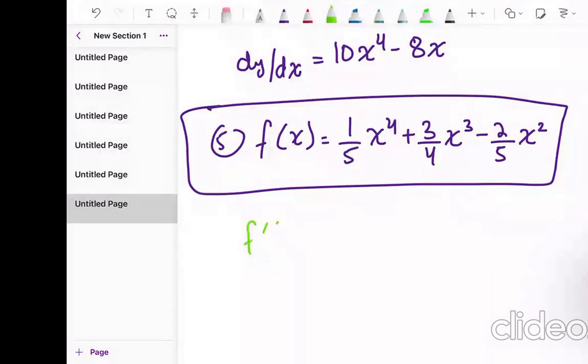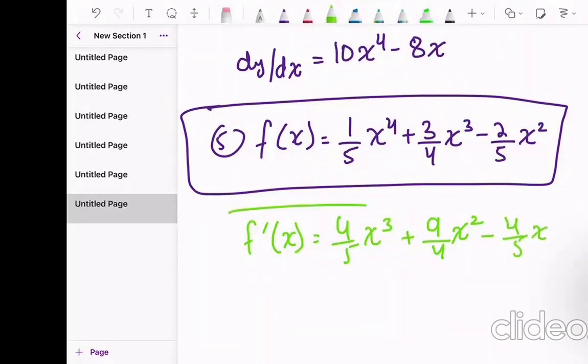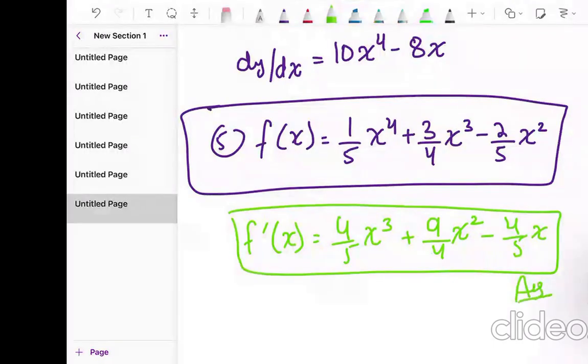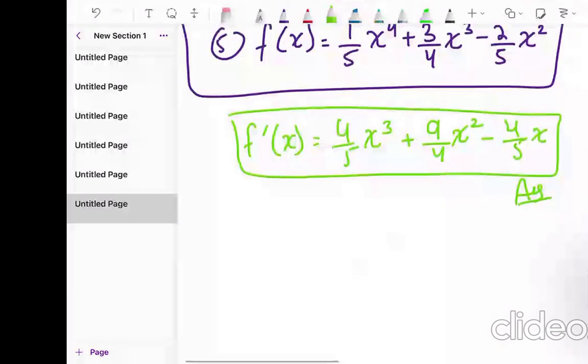I got 4 over 5, x to the power of 3, plus 9 over 4, x to the power of 2, minus 4 over 5x. Yes, that's the correct answer. Did other students get this answer or not? Yes, sir. That's great. I am sure everyone got the correct answer.